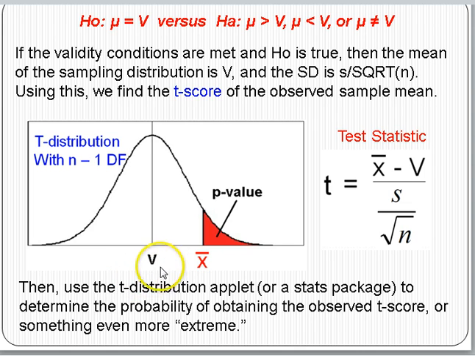So again, we believe under a null hypothesis that the mean is v. We collect a sample and obtain a sample mean of x bar. What's the t-value? It's sort of like a z-value, the standard deviation value of this x bar: x bar minus what we think the mean is, which is v, over the standard error. That's our calculated t-statistic. We can then use the t-distribution applet or a stats package like StatCrunch to determine the probability of obtaining the observed t-score, or something even more extreme.